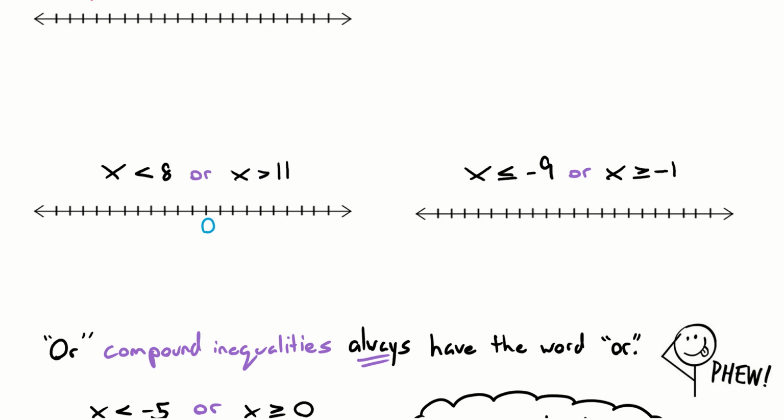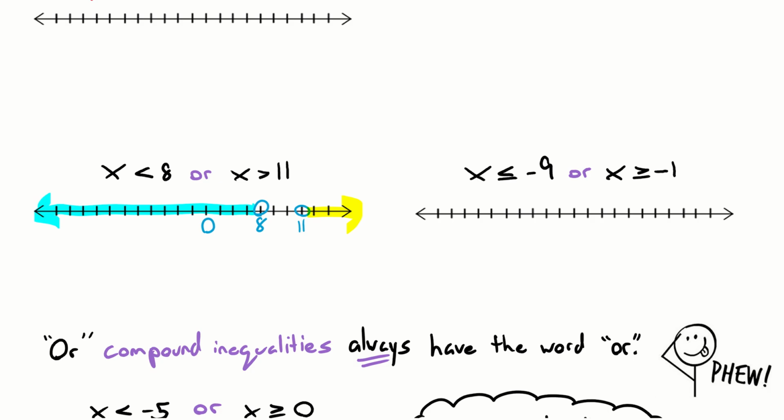I'm going to put my 8 right here, and I'm going to open dot there. And numbers that are less than 8 are going this way. And x is greater than 11. All right, I'll put my 11 right here. That's another open dot. And numbers greater than 11 are going this way. So there it is, kind of two branches. One going to the left, one going to the right.